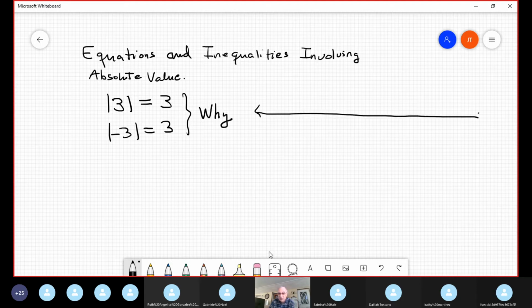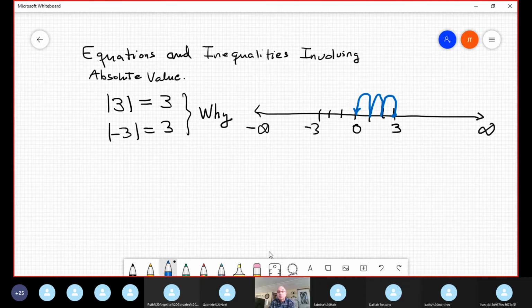Because of the geometrical representation of absolute value. This is my famous number line. This is 0 in the middle. 3 is here, 1, 2, 3. And negative 3 is 1, 2, 3 here, negative 3. Absolute value is the distance between the specific value, which is 3, and 0. 1, 2, and 3 steps.